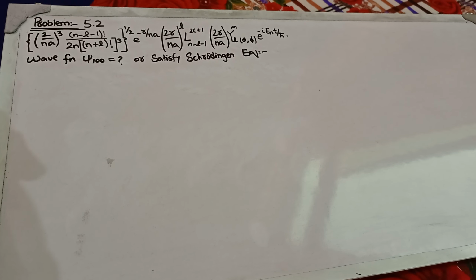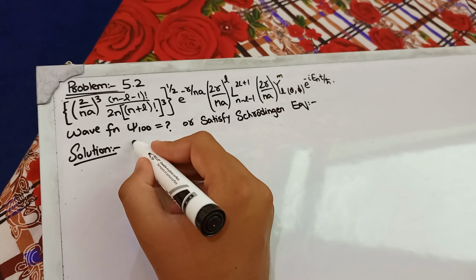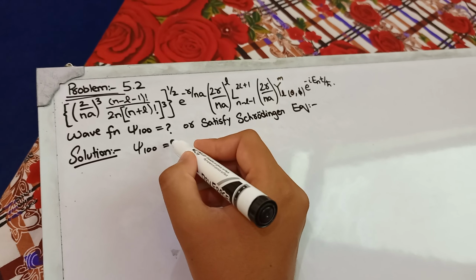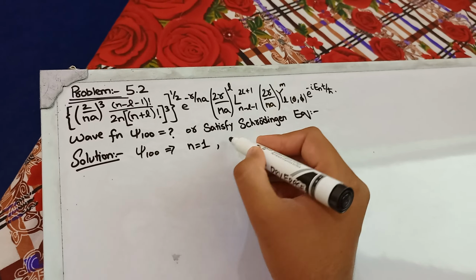First of all, we have to find the wave function psi 100. So let's move towards the solution. Because we have to find psi 100, here you know that n equals 1, whereas l equals 0, and m_l equals 0 again. Here this is n, l and this is m_l. So what you have to do is initialize these values into your main equation.